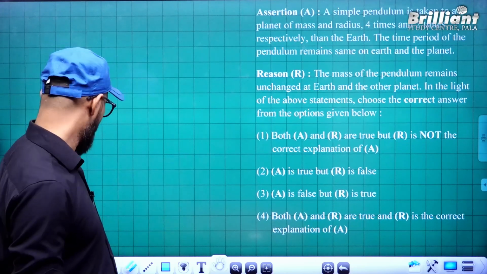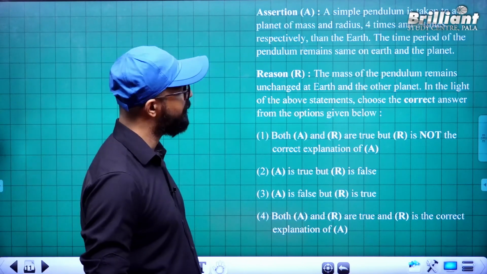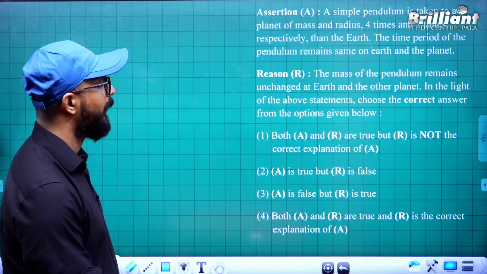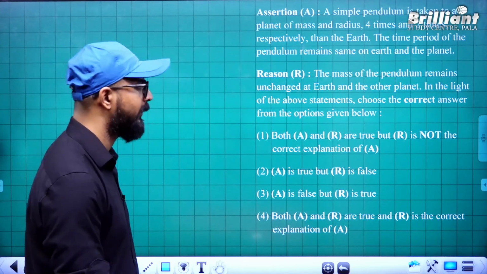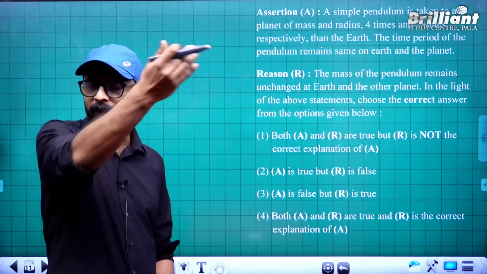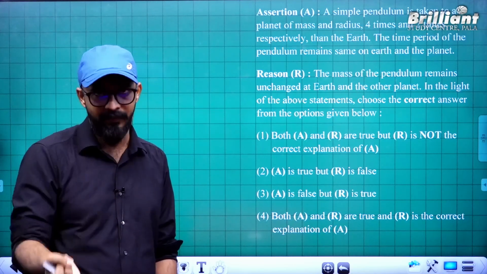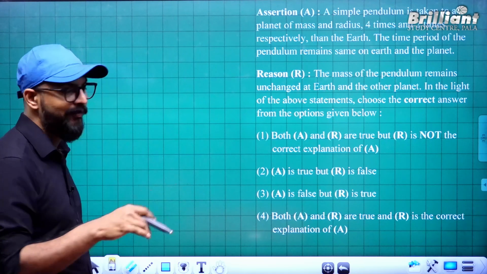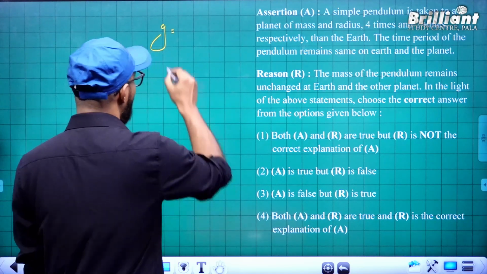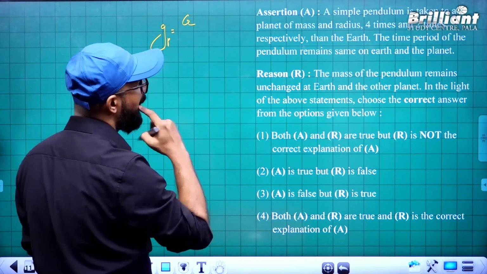A simple pendulum is taken to a planet of mass and radius 4 times and 2 times respectively than the Earth. The time period of the pendulum remains the same on the Earth and the planet. See, if you take a pendulum from Earth to another planet, the time period of a pendulum depends on length and gravity. So we have to check whether the gravity has changed or not. In some other planet, g in the planet is equal to what?